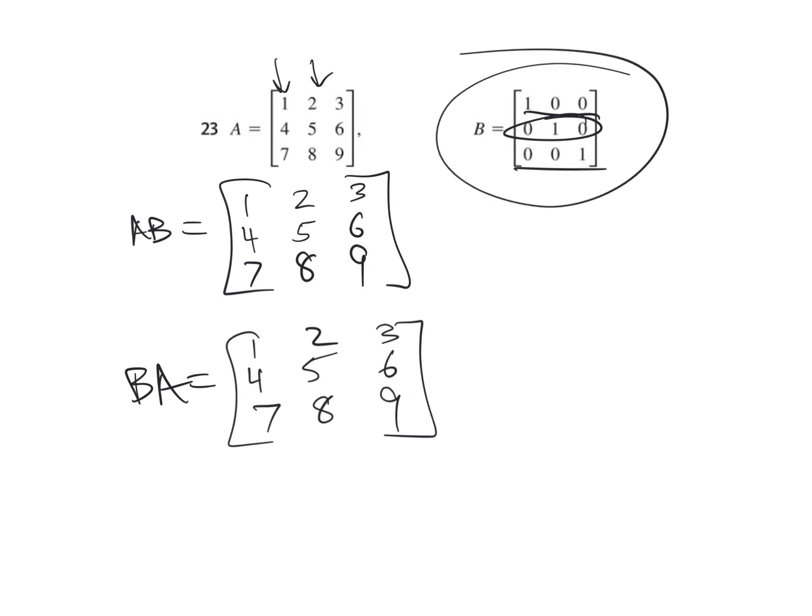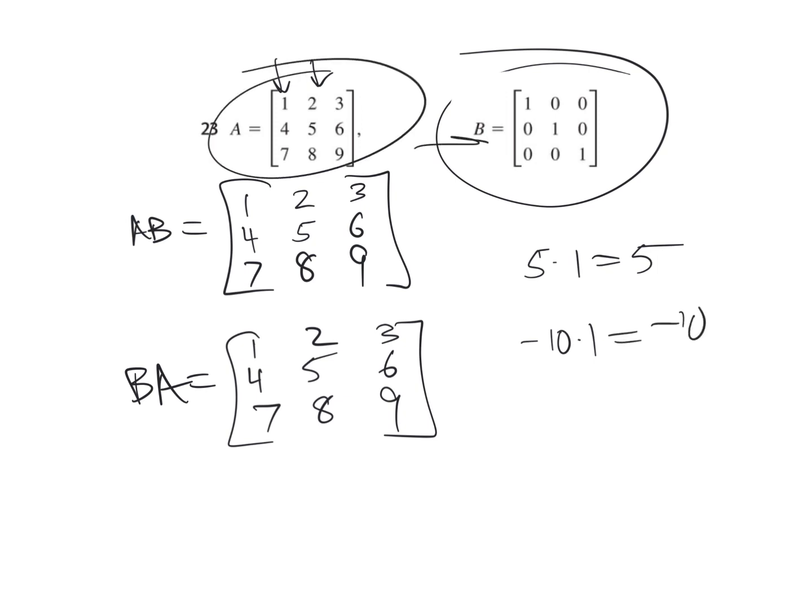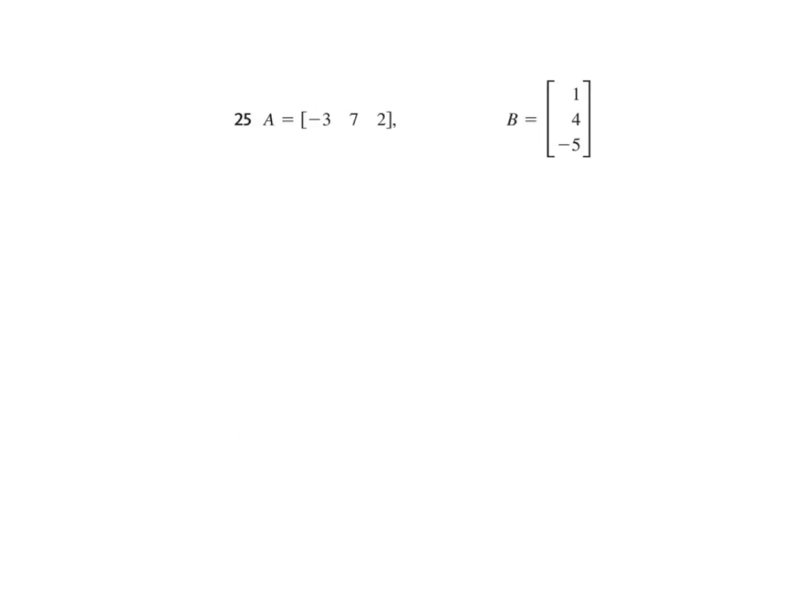So this is a key picture here, all right? So this is called our identity matrix. It's like multiplying everything by 1. So 5 times 1 equals 5. Negative 10 times 1 equals negative 10. And a matrix times the identity matrix gives us the exact same matrix. Okay, lesson learned. Okay, so now what do we have here?